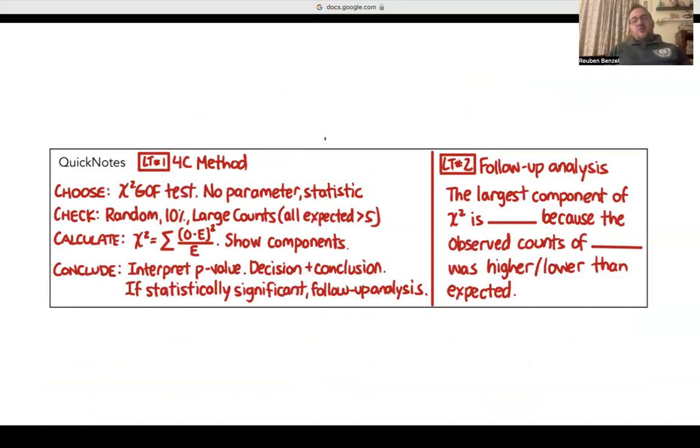But this is just the general 4C method with the terms and conditions, chi-squared goodness of fit today. We'll talk about a few other chi-squared tests next class. And then the usual interpretation of p-value, decision, and conclusion continues to be true. And actually, a lot of people were able to redeem themselves on that chi-squared FRQ question we did on the mock exam at the end, just because they had that conclusion statement with the p-value.